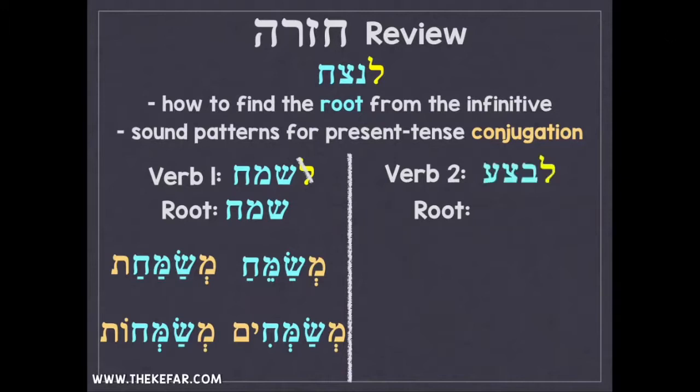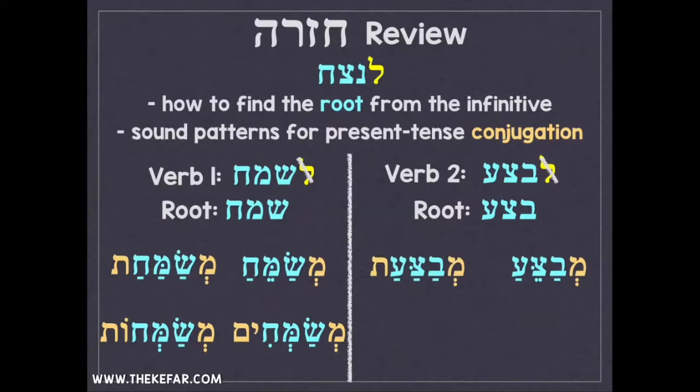The next verb is levatzea, which is to perform or to execute. Get rid of the lamed, and we get bet tzadi ayin, bitzea, okay? And as you can see, the root ends in an ayin, so we're going to use the same conjugation pattern. So from levatzea, we get rid of the lamed, and we get mevatzea for the masculine singular. And then just like we have mesamachat for the first verb, this is mevatzaat for the second verb. Okay, so mevatzea, masculine singular, mevatzaat, feminine singular. And then masculine plural is mevatzim, and feminine plural is mevatzot.